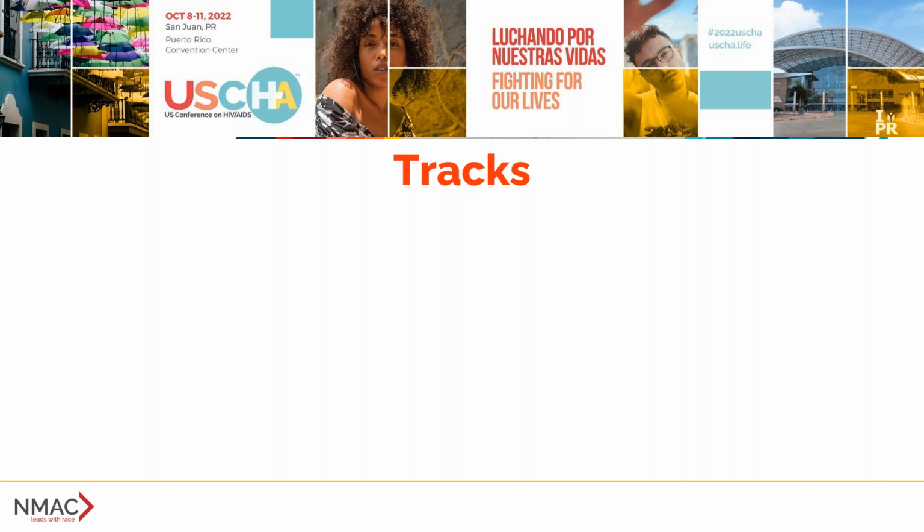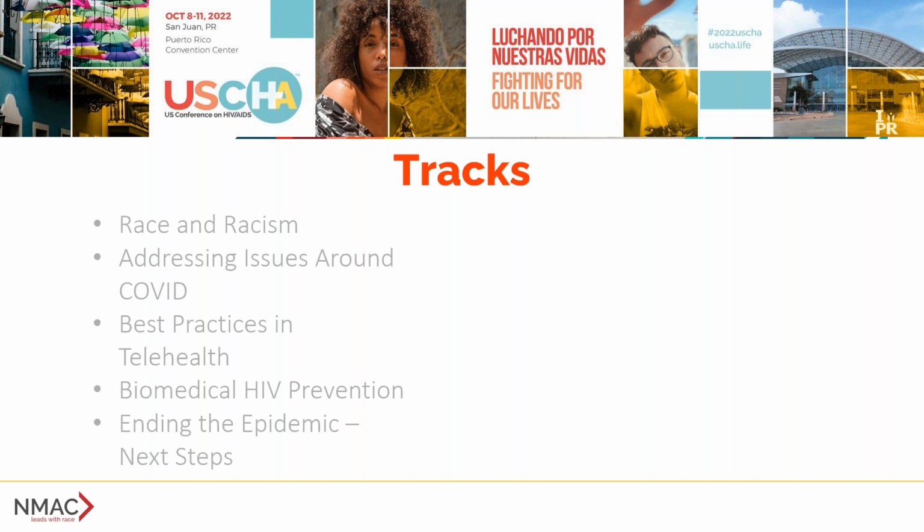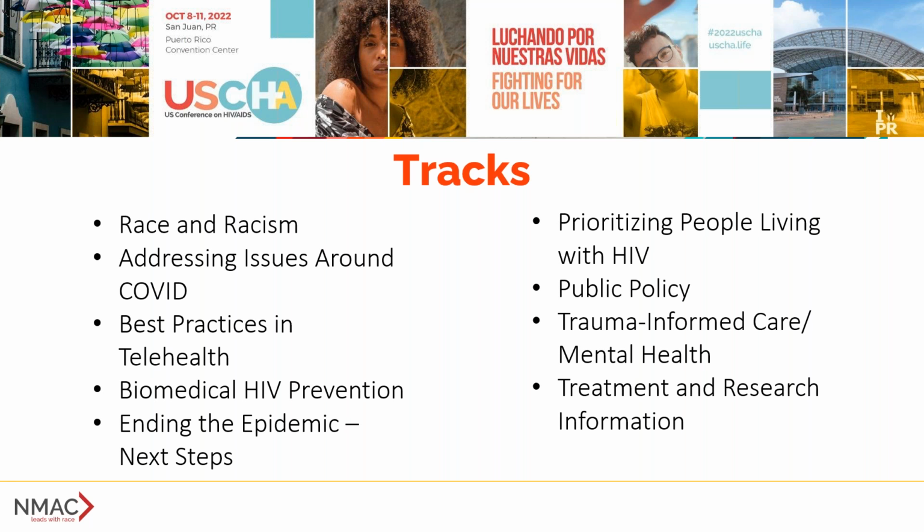The first thing you want to do is look at our track descriptions. They're all listed on the USCHA.life website. We have descriptions for the 10 tracks you're able to submit under. We cover a variety of topics from racism to ending the epidemic, mental health, policy, prioritizing people living with HIV, treatment and research, best practices. Read through those track descriptions well, and when writing your abstract, find the track that best matches the content you'll be submitting.